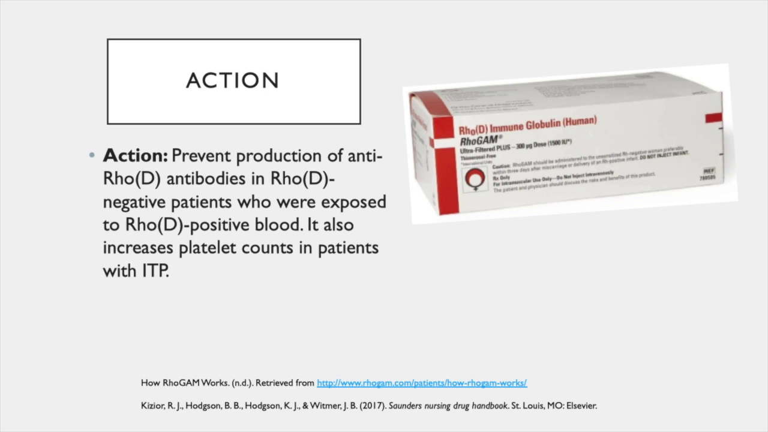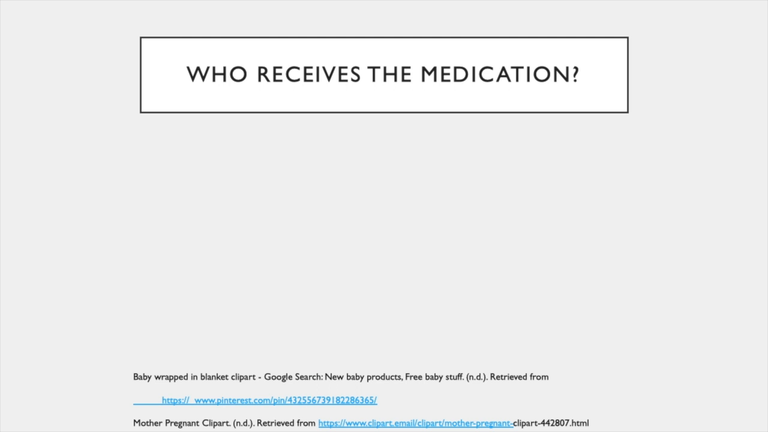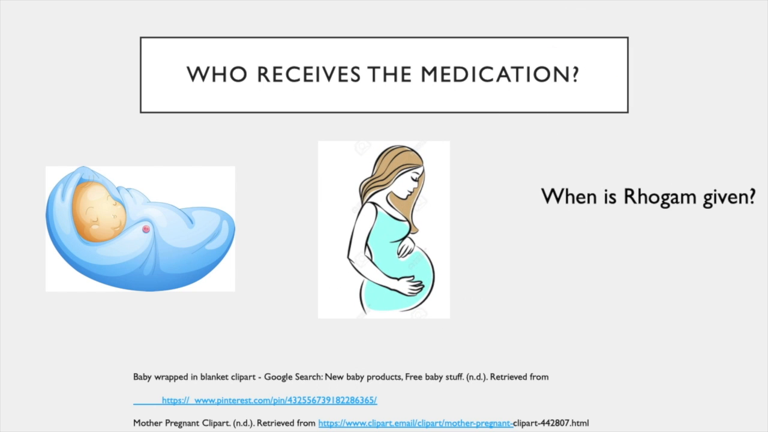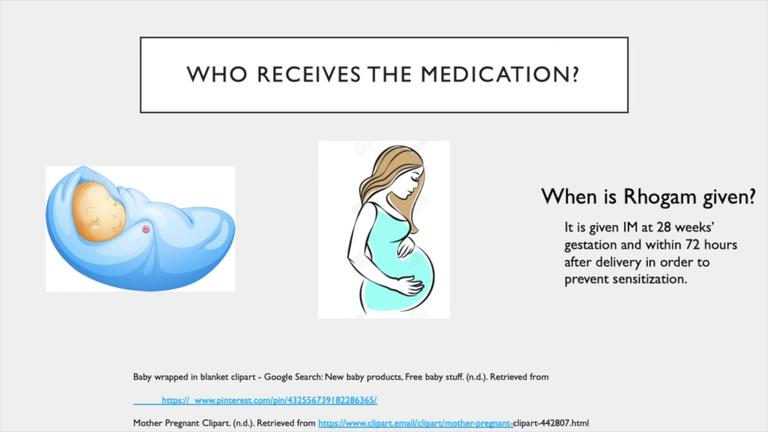It also increases platelet count in patients with ITP. So who receives this medication? Does Rhogam get administered to the baby or to the mother? Rhogam is administered only to the mom and never to the baby. It is given IM at 28 weeks gestation and within 72 hours after delivery in order to prevent the production of antibodies. Rhogam can only be given IM, but WinRho SDF, which is another immune globulin, can be given IM and IV.